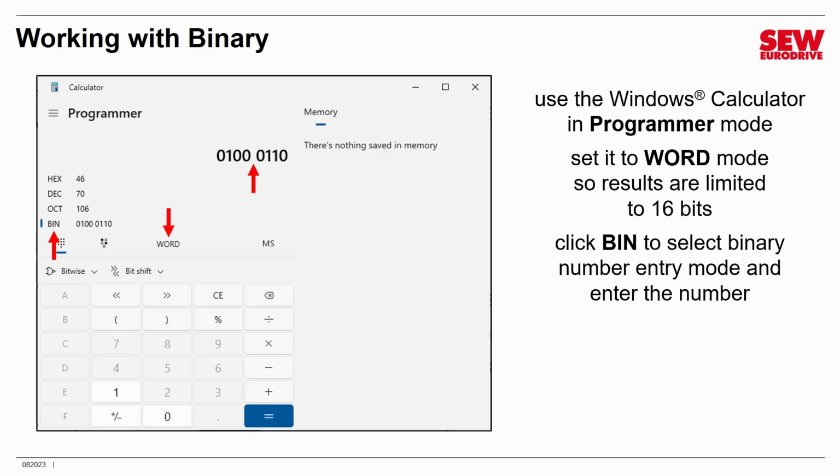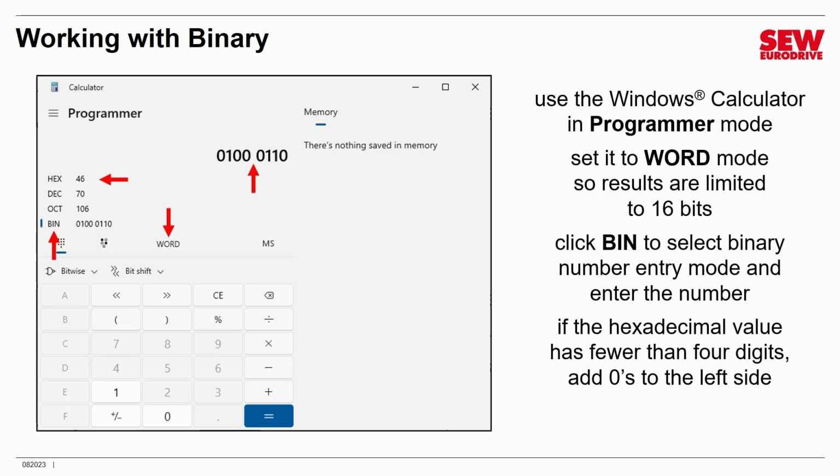a number. Bunch of ones and zeros, and then if you look over here, you can see the hexadecimal equivalent, which is 46. Now, if it has fewer than 4 digits, just add some zeros to the left side because everything you send over the field bus will be a 4-digit hexadecimal number. So 46 hexadecimal should actually be 0046. So that is how you convert from binary to hexadecimal with the Windows calculator.